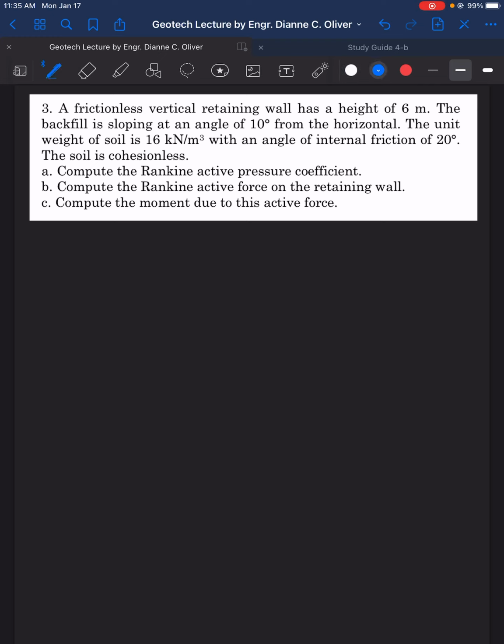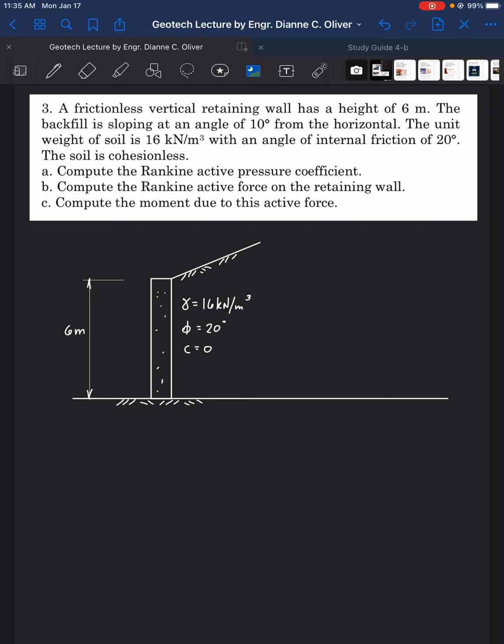So in this example, we are considering a sloping backfill. So the drawing, or the figure for this, is like this. The backfill is sloping at an angle of 10 degrees. Okay. So first one is compute the Rankine active pressure coefficient.